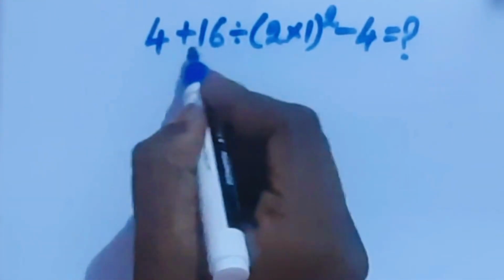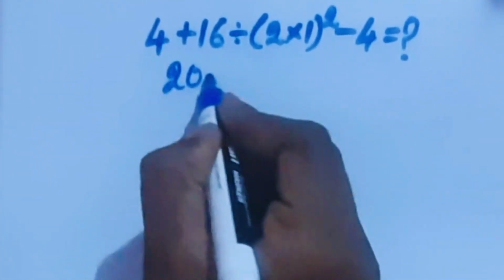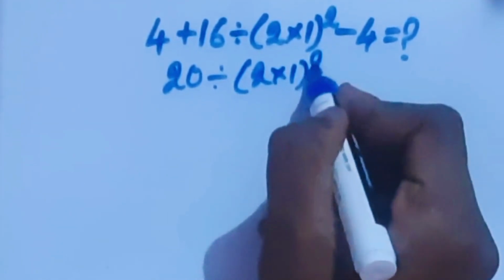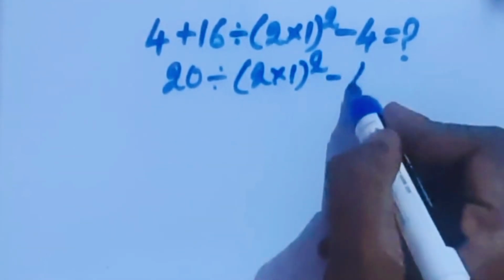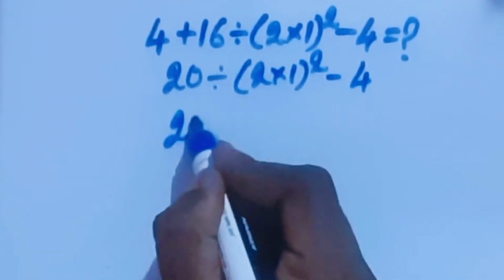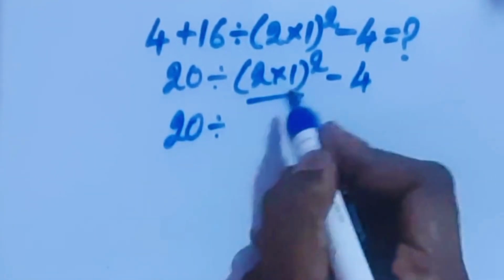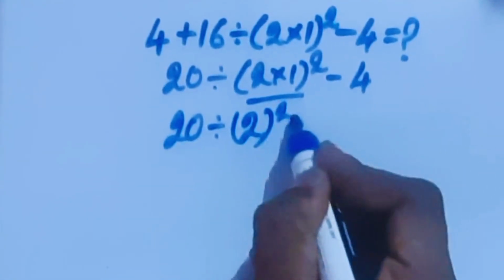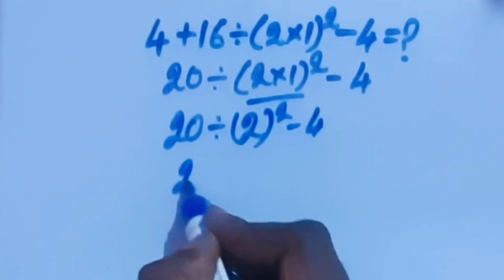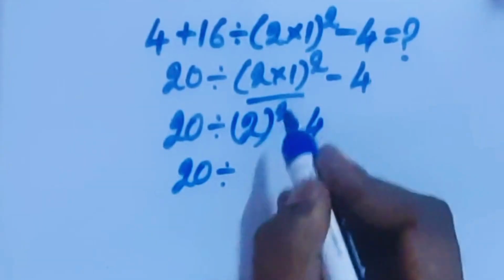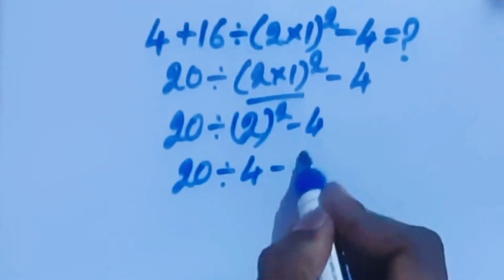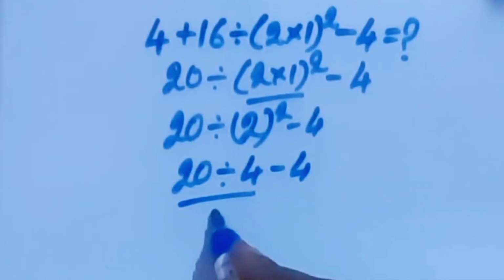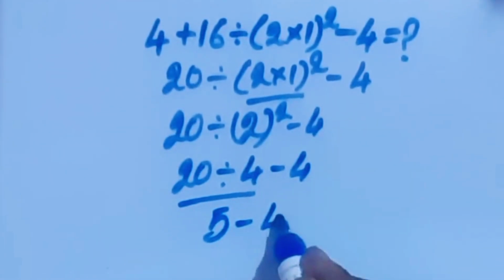Hi guys, here 4 plus 16 is 20, divided by 2 times 1 in bracket to the power of 2, minus 4. Here 20 divided by, in bracket, 2 times 1 is 2, to the power of 2, minus 4. Here 20 divided by 2 to the power of 2 is 4, minus this 4. Here 20 divided by 4 is 5, minus this 4.